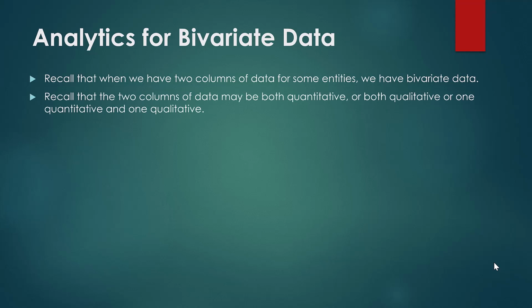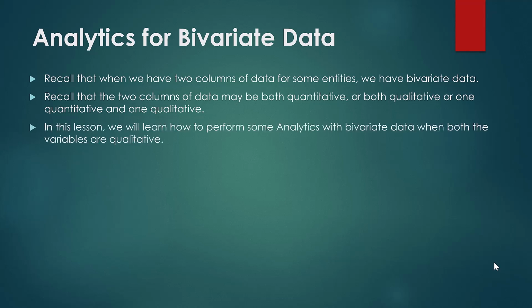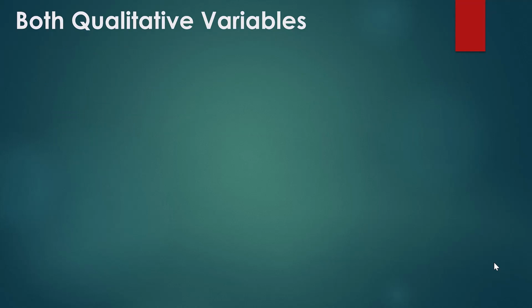And recall that the two columns of data may be either both quantitative or both qualitative or one quantitative and one qualitative. So in this lesson, we will learn how to perform some analytics with bivariate data when both the variables are qualitative. In part 1, we looked at the case where both were quantitative, and in part 2, we looked at the case where one was quantitative and one was qualitative.